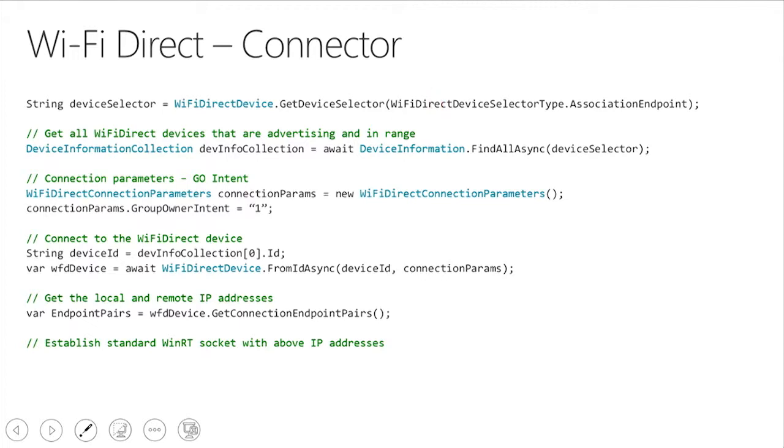This query string, also called a device selector, is then passed to the findAllAsync method on the device information class. The findAllAsync method returns you a device information collection object which contains device information objects which represent the Wi-Fi Direct devices found nearby. The connector then proceeds by selecting the desired Wi-Fi Direct device and connecting to it by calling the fromIDAsync method on the Wi-Fi Direct device object.